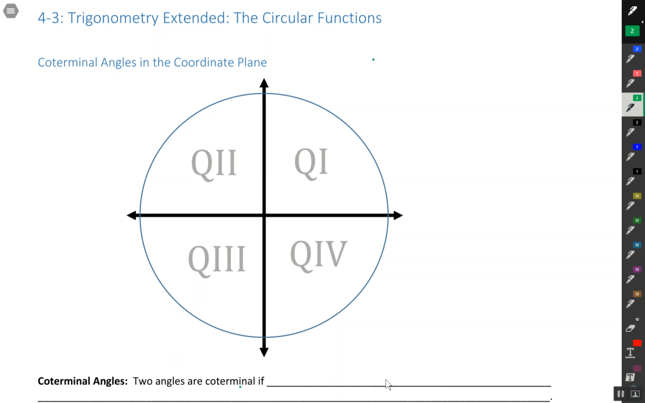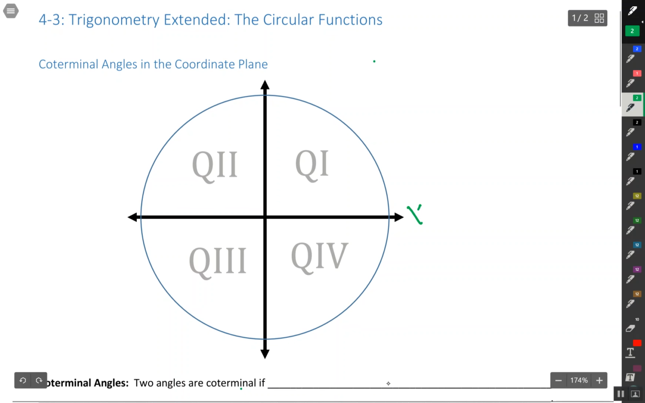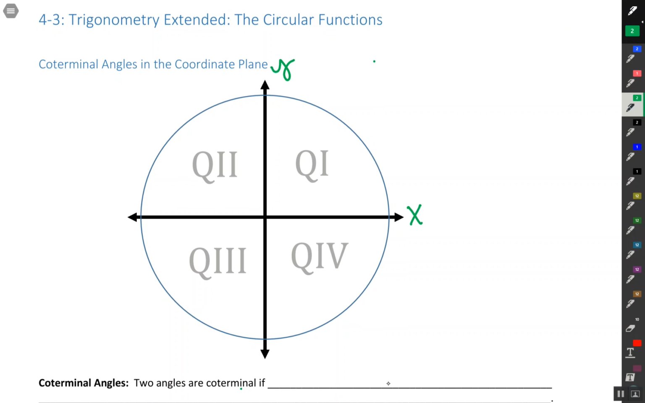Alright, welcome to a video on section 4.3 for pre-calculus, which is looking at trigonometry extended and the circular functions. To begin with, we have to define what it means for angles to be in the coordinate plane and what it means to have coterminal angles in the coordinate plane. So we have a coordinate plane here. We've got the x-axis, the y-axis, your four quadrants, your origin, all that jazz.